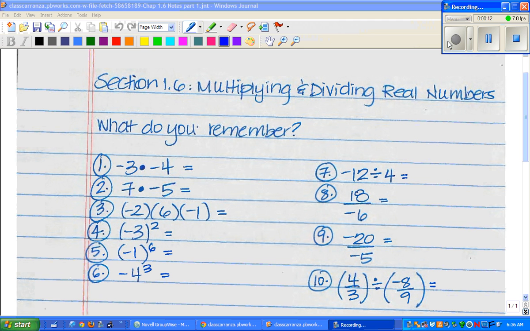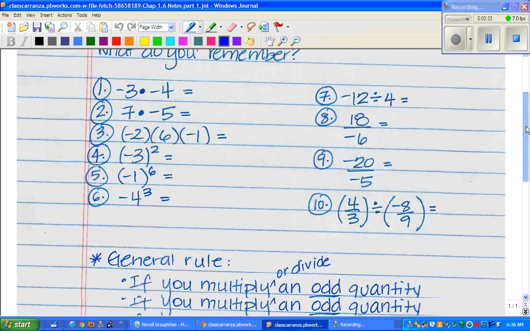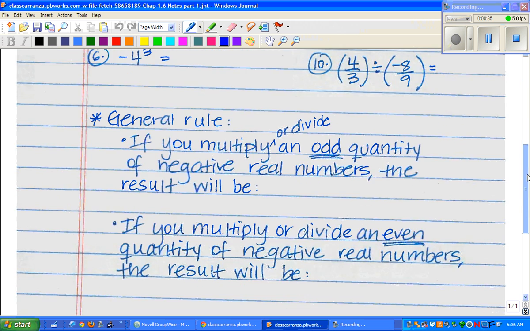Alright, take a look at the following problems. Is there anything that you remember when doing these? What do you think? Do you know when an answer is positive or when an answer is negative? Well, before you get started on this, let's take a look at our rules down here.